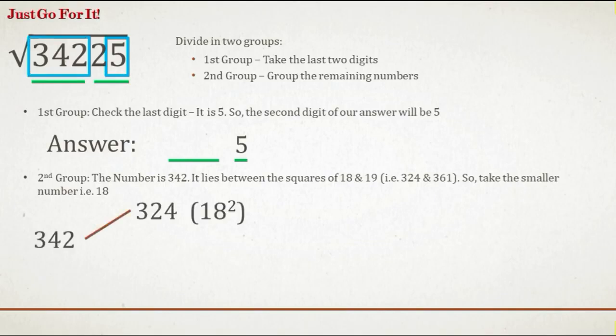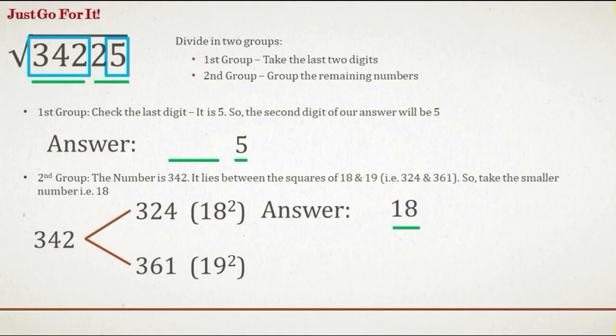And 342 lies between the square of 18 and 19. That is between 324 and 361. So the second group of our answer would be the smaller number, which is 18, and 5. There is no need to compare here because we know that the first group answer is directly 5. And so the final answer is 185.